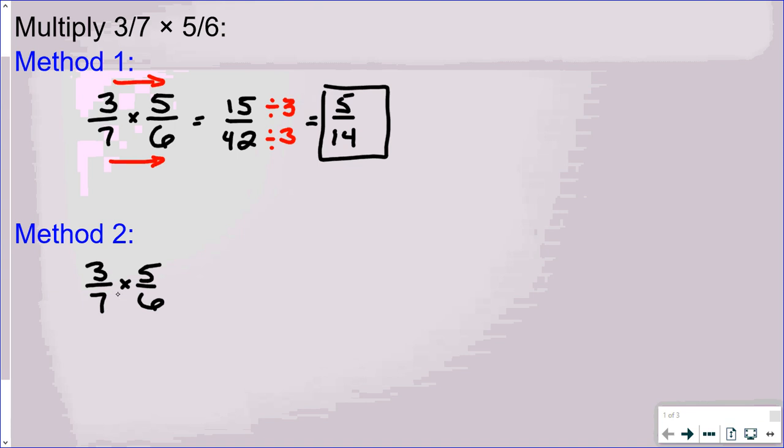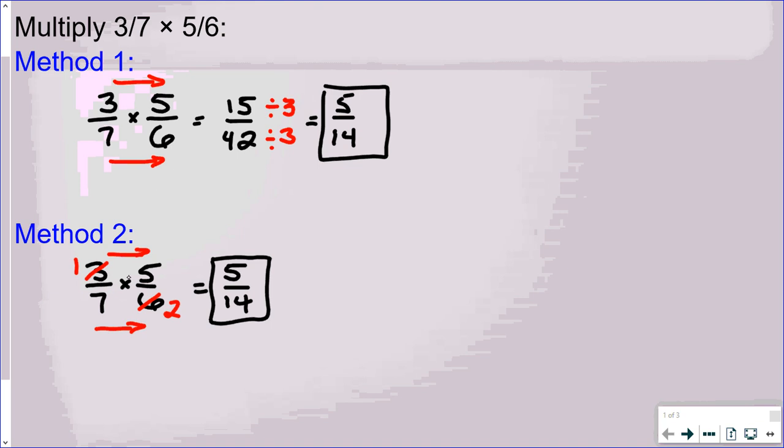But 3 and 6 have a common factor of 3, so what we're going to do is divide each of these by 3. So 3 divided by 3 would become 1, and 6 divided by 3 would become 2. So in other words, 3 over 6 is the same thing as 1 over 2. And again, now I'm going to do what I did on the last one, and I'm going to multiply straight across. So when I do that, I have 1 times 5 is 5, and 7 times 2 is 14. And you'll see we got the same answer.